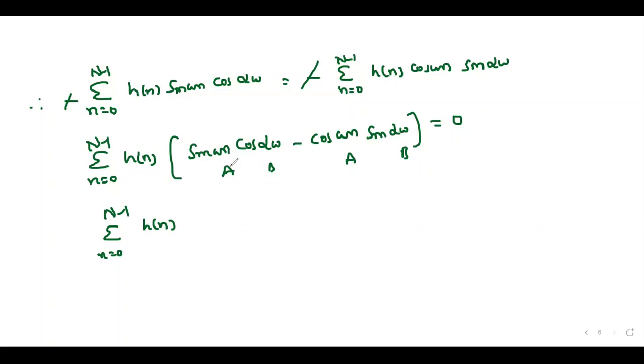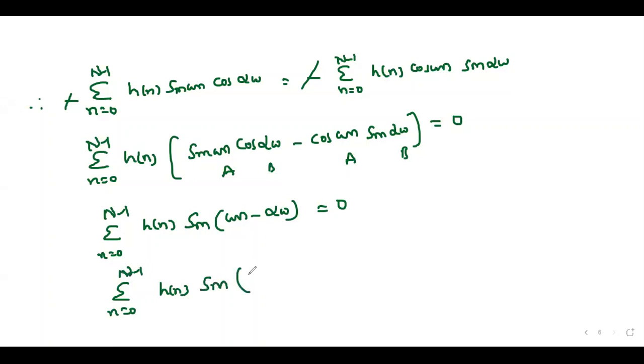Yes, sir. Priyanka, what is this formula? Sin of A minus B. Sin of A minus B. Okay, then sin of omega n minus alpha omega is equal to 0. Here omega also you can take common, no? I will take common. Summation n is equal to 0 to N minus 1 h of n into sine of n minus alpha, n minus alpha. Otherwise, I'll take minus of alpha minus n into omega is equal to 0.